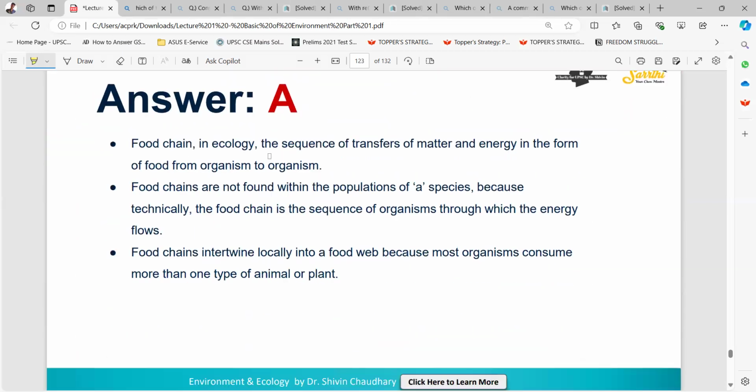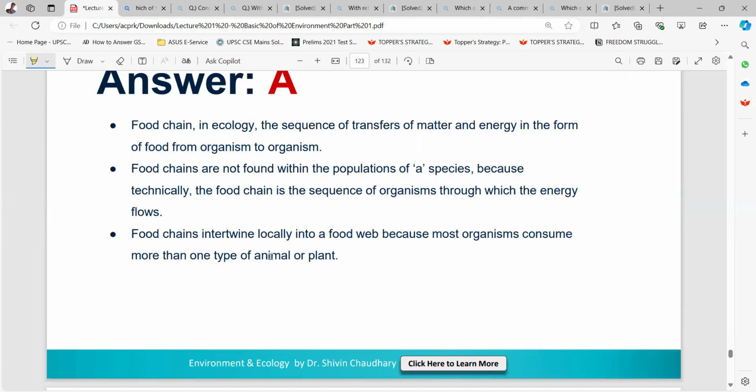Food chain, in ecology, is the sequence of transfers of matter and energy in the form of food from organism to organism. Food chains are not found within the population of a species because technically the food chain is the sequence of organisms through which the energy flows. Food chains intertwine locally into a food web because most organisms consume more than one type of animal or plant.